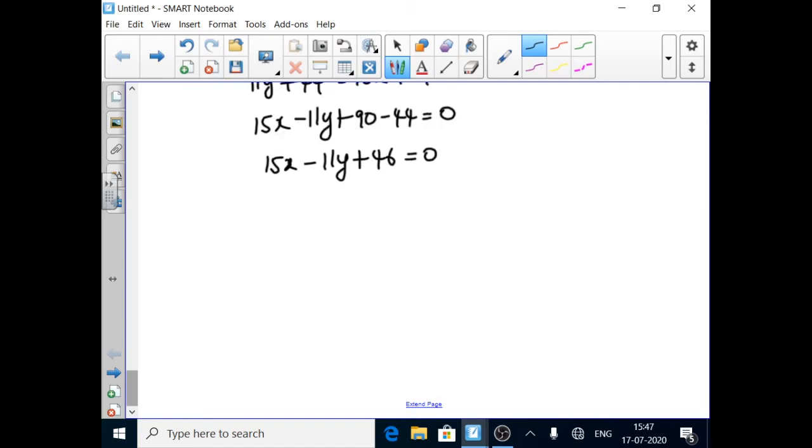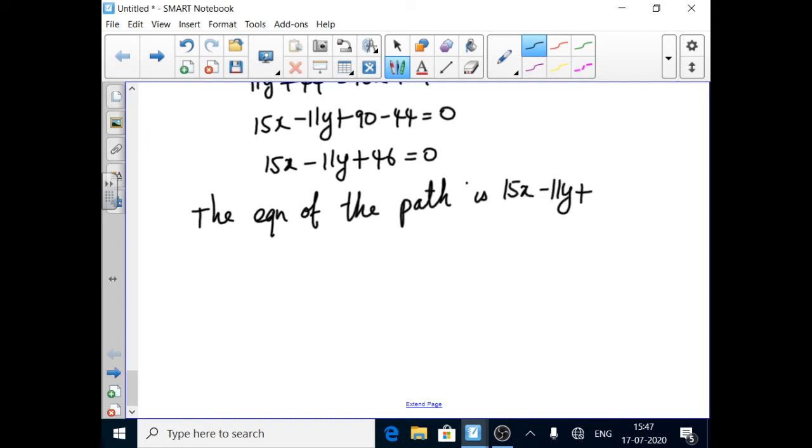So the equation of the path is 15x minus 11y plus 46 equal to 0. Take down this.